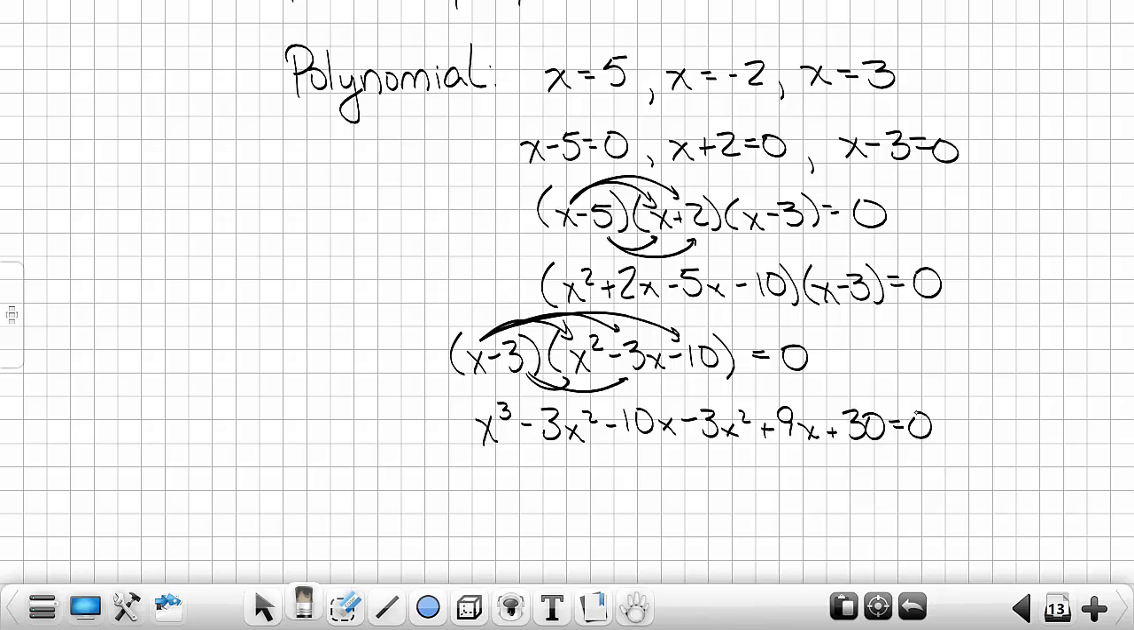Guys, double check my distribution. I have x cubed minus 3x squared minus 10x minus 3x squared plus 9x plus 30. Combine like terms.